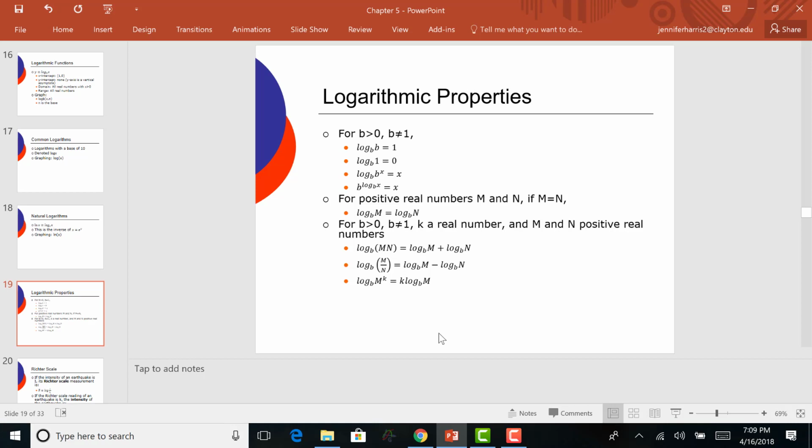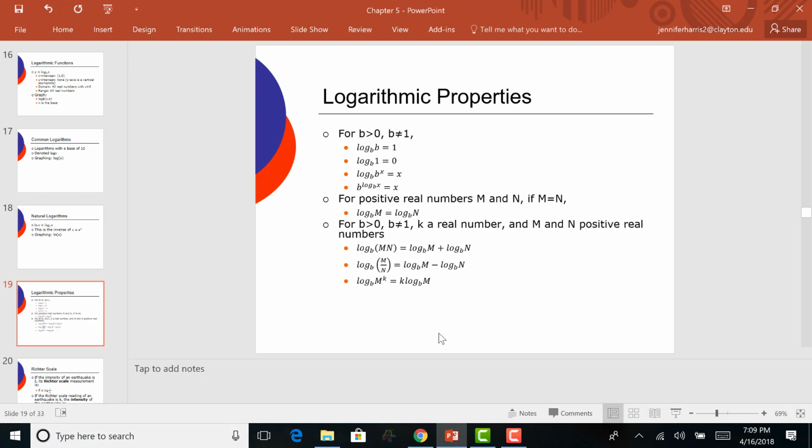So if I say log base 5 of 1, what's the answer again? Oh, 5. Log base 5 of 1. 0. Okay. Just checking. All right. Next bullet.